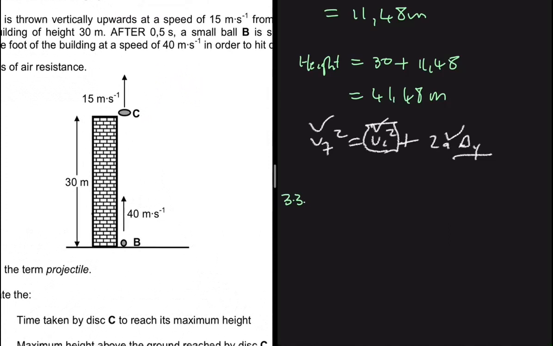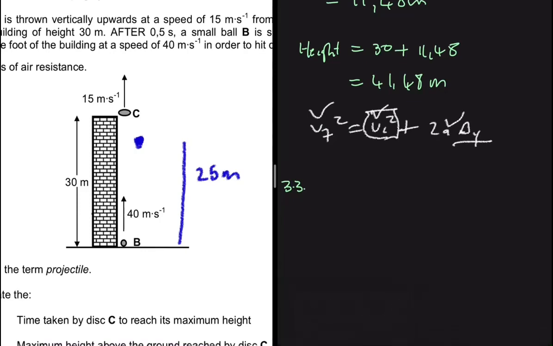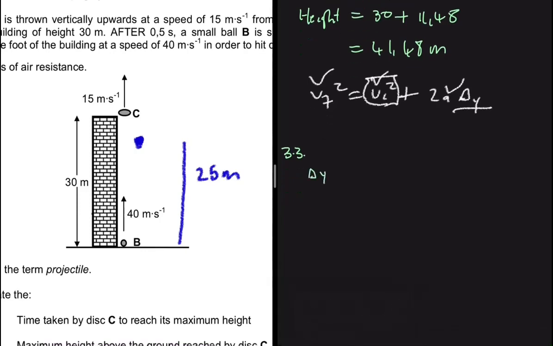So let's say these two objects strike each other at this point. Let's say they strike each other 25 meters above the ground, right? We just conceptualize it. I'm not saying that is the case. I just want to show you something pretty cool here. So if you calculate delta y of ball C, if they meet 25 meters above the ground, that delta y is going to be -5. And then if you calculate delta y for ball B, it is going to be equal to 25.